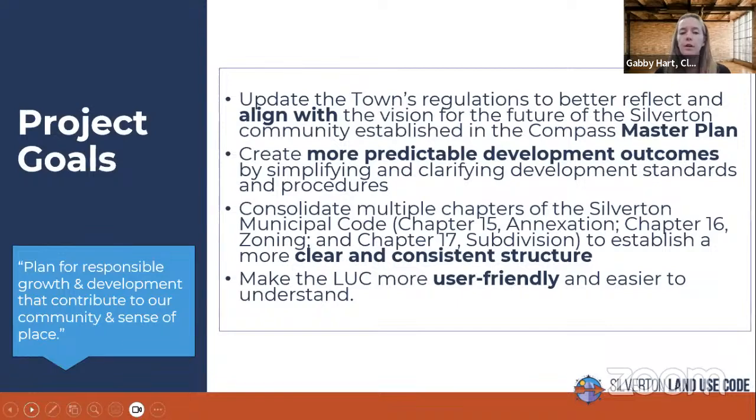So the goals of rewriting the land use code are to update the town's regulations to align with the Compass Master Plan, to create more predictable development outcomes, and also to create a user-friendly document with a clear and consistent structure. Next slide, please.